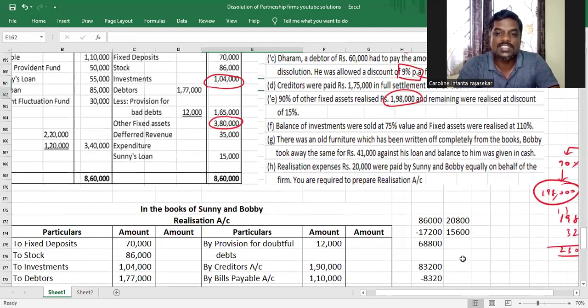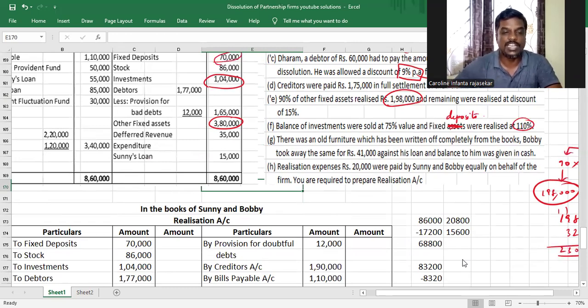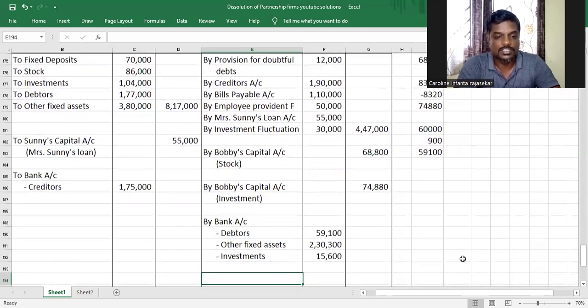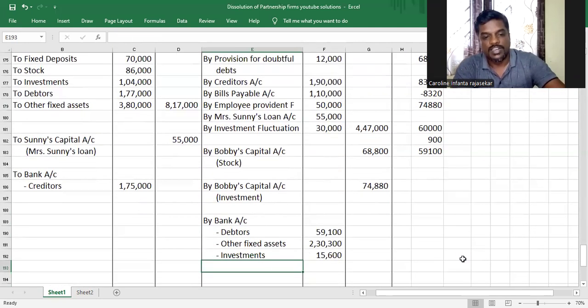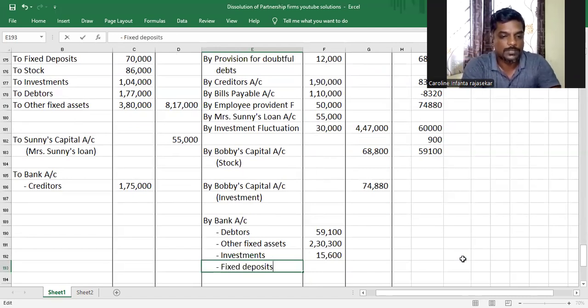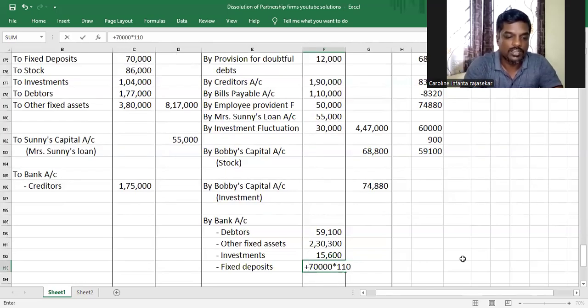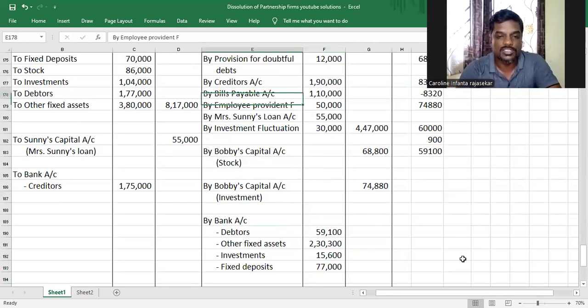What else do we have? Fixed assets. It's not fixed assets. Actually, there's a typo here. It's fixed deposits. Fixed deposits were realized at 110%. What is the total value of fixed deposits, my dear children? 70,000 as per the book value. And it is realizing 110%. So, realized now by bank only. Fixed deposits is 70,000 into 110%, which is 77,000. So fixed deposits are done, my dear children.